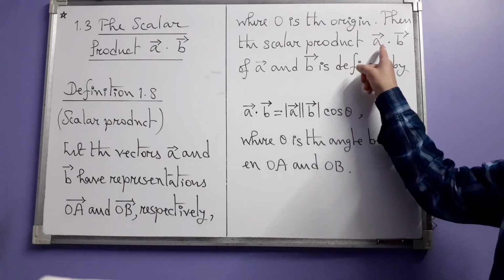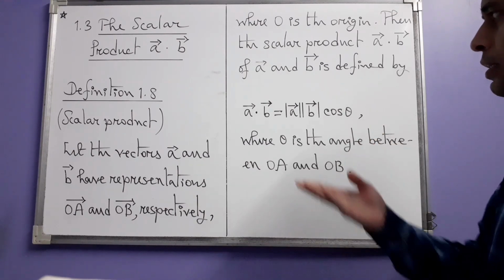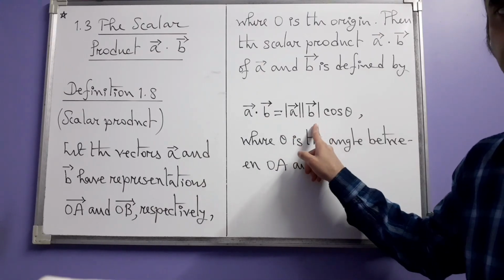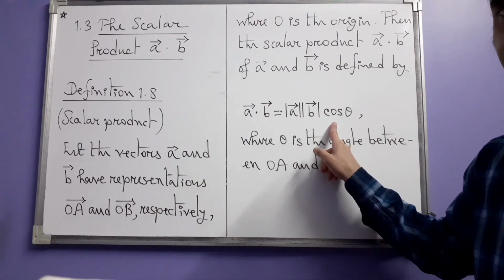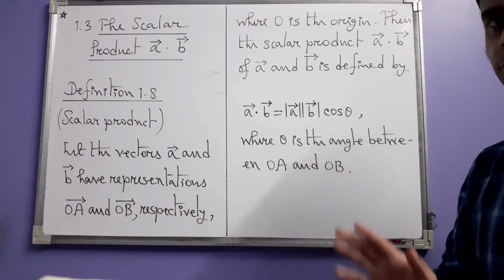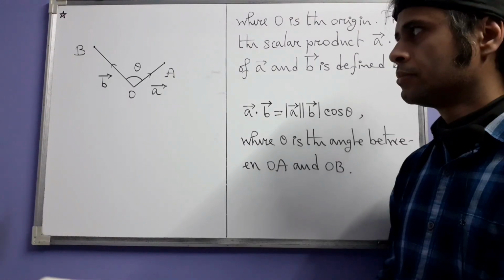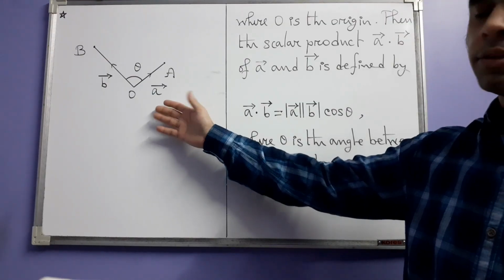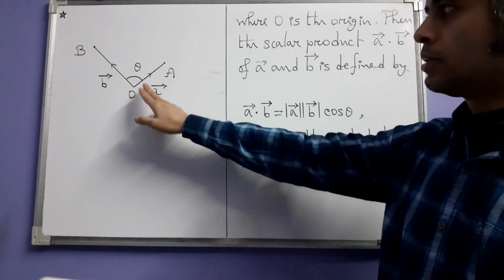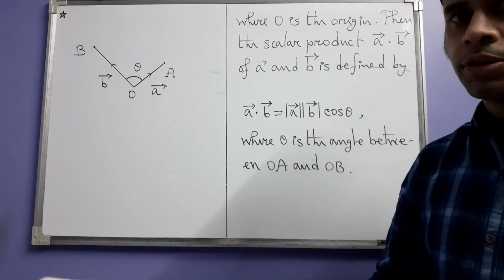Then the scalar product, we read it as A dot B of the vectors A and B, is given by this equation. A dot B equals the magnitude of A times the magnitude of B times the cosine of theta, where theta is the angle between OA and OB, those two line segments which geometrically represent A and B respectively. So you can draw a diagram like this where OA represents A and OB represents B, and theta is the angle between them. But here itself you encounter a confusion.